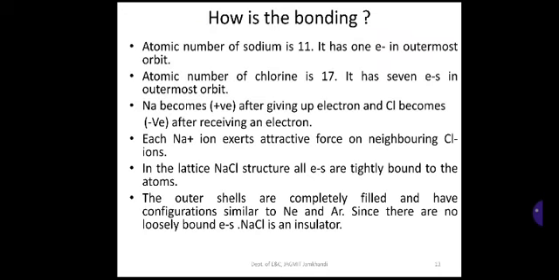So the same thing is listed here point wise. How is the bonding? The atomic number of sodium is 11. It has one electron in the outermost orbit, as we have seen in the figure in the previous slide. The atomic number of chlorine is 17. It has 7 electrons in the outermost orbit.